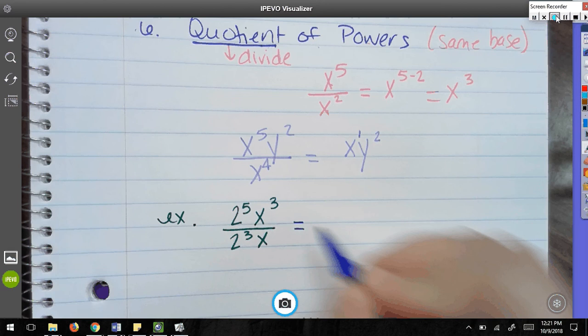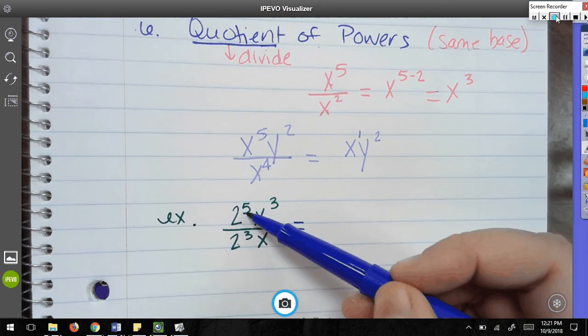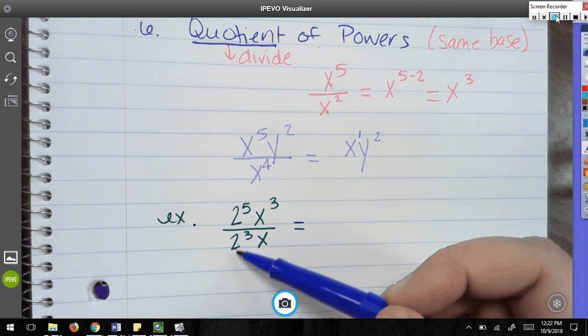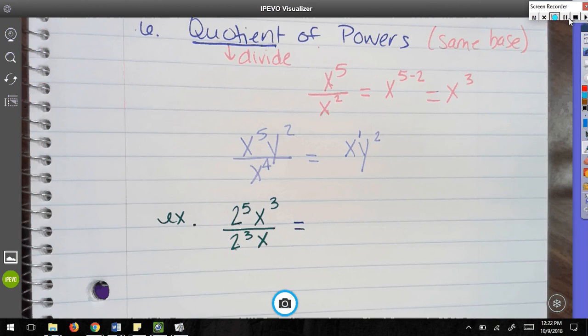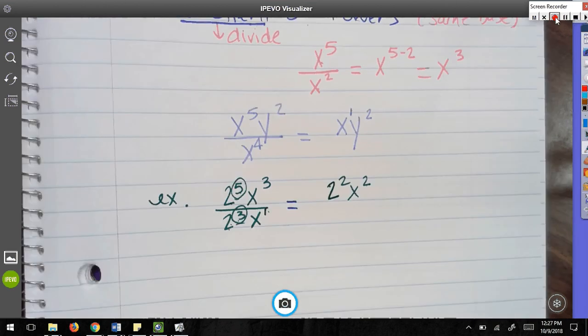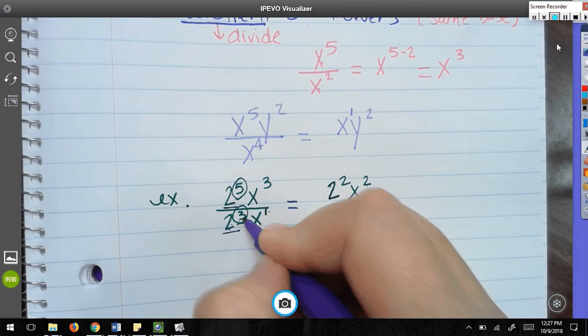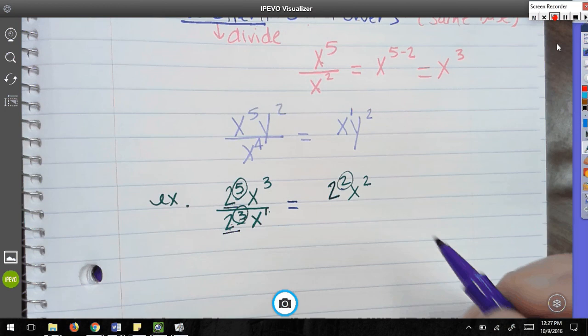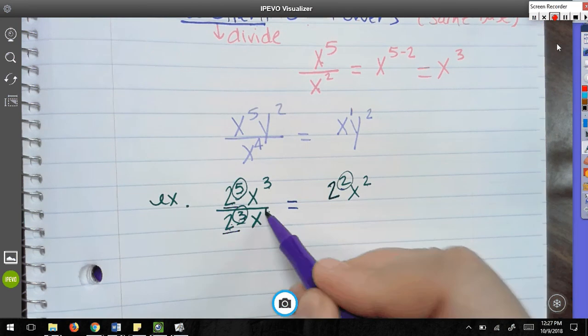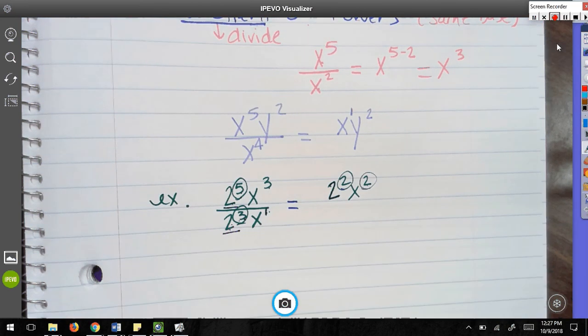Alright, the bases are the same, because they do have the same base, so I treat them exactly the same way as I would a variable. So what I did to get these two numbers, take the base of 2, subtract the 3 from the 5, and it gives you the 2. And then subtract the 1 from the 3 to give you the 2 here, and it's simplified.